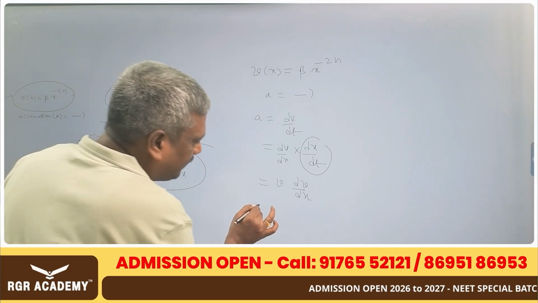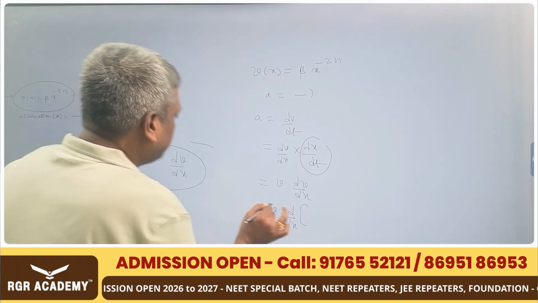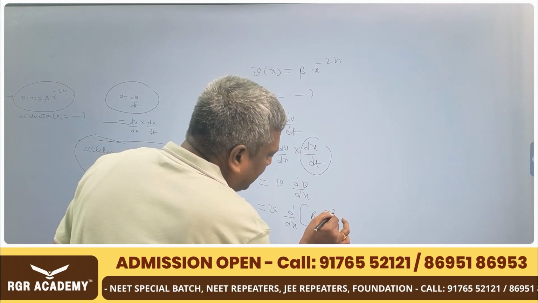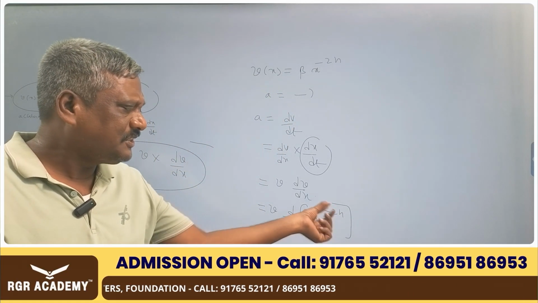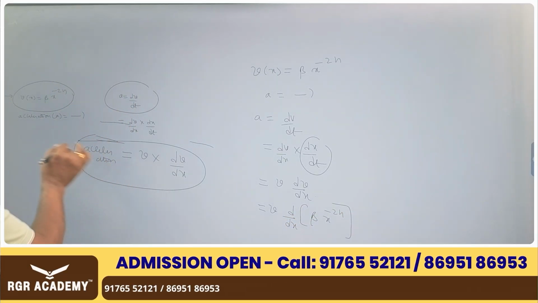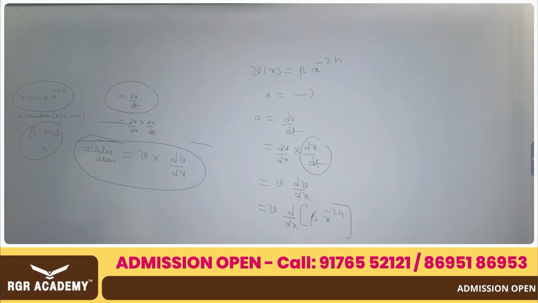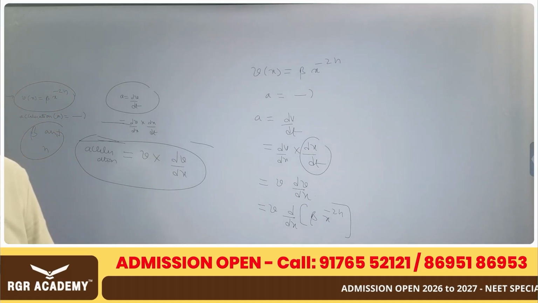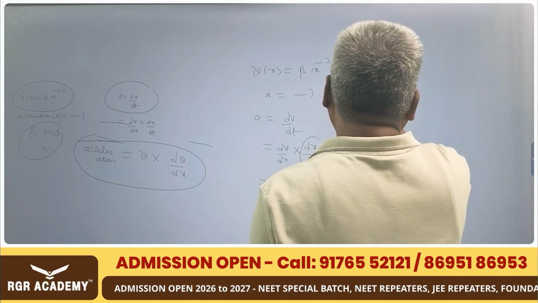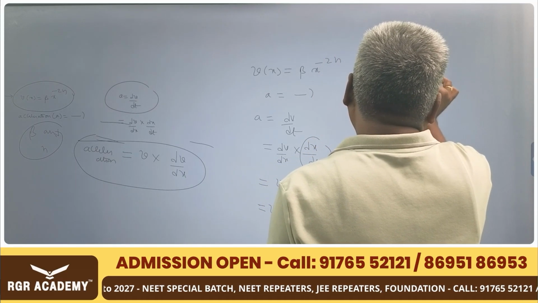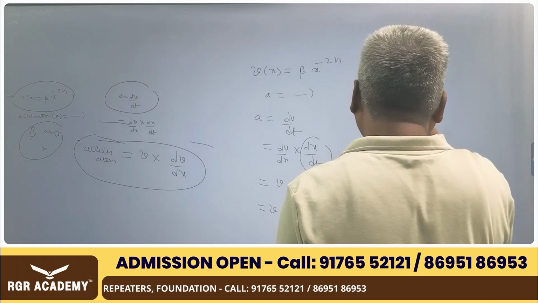So what happened further, its value becomes what? v into d by dx of beta into x power minus 2n. Of course, here beta and n are constants. Let us take like this. Now apply the differential formula. Beta can be taken outside. Therefore, acceleration becomes what? v into beta can be taken out.